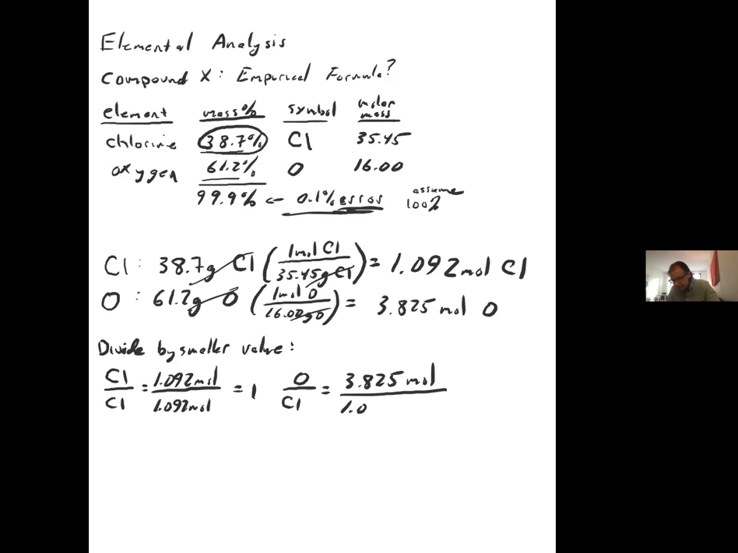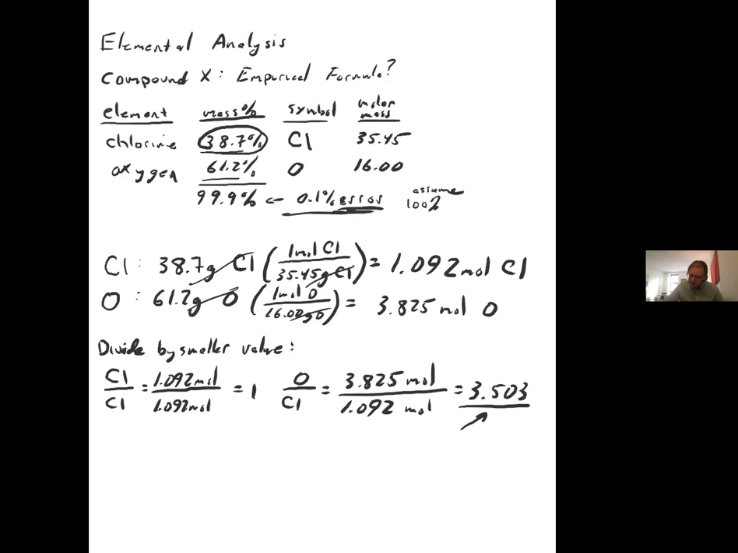Now, this looks like it's going to work out to be a whole number. I'm just kind of looking at it, just mathematically. It looks like it'll be a whole number. So 3.825 divided by 1.092. Oh, it's not. I was wrong. My math was off. It's 3.503. See, that's not a whole number. But it's very close to a half, right? It's right there around 0.5.